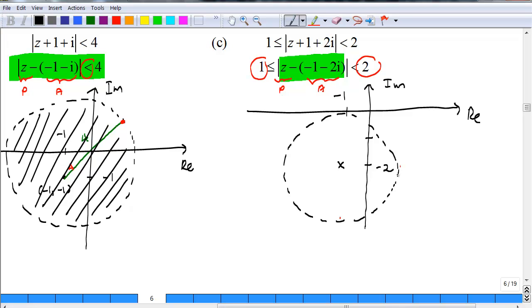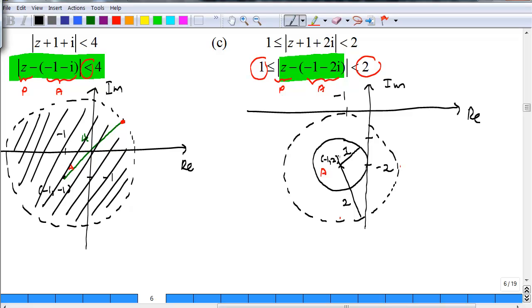Then on the left side, we have the radius 1. So we need to draw a circle of radius 1. But on the left side, we realize that it is less than or equals to, so this one we can draw using a full line. So this distance is 1 and this distance is 2. Let's mark our point as A, and the center of this circle is actually negative 1, negative 2.